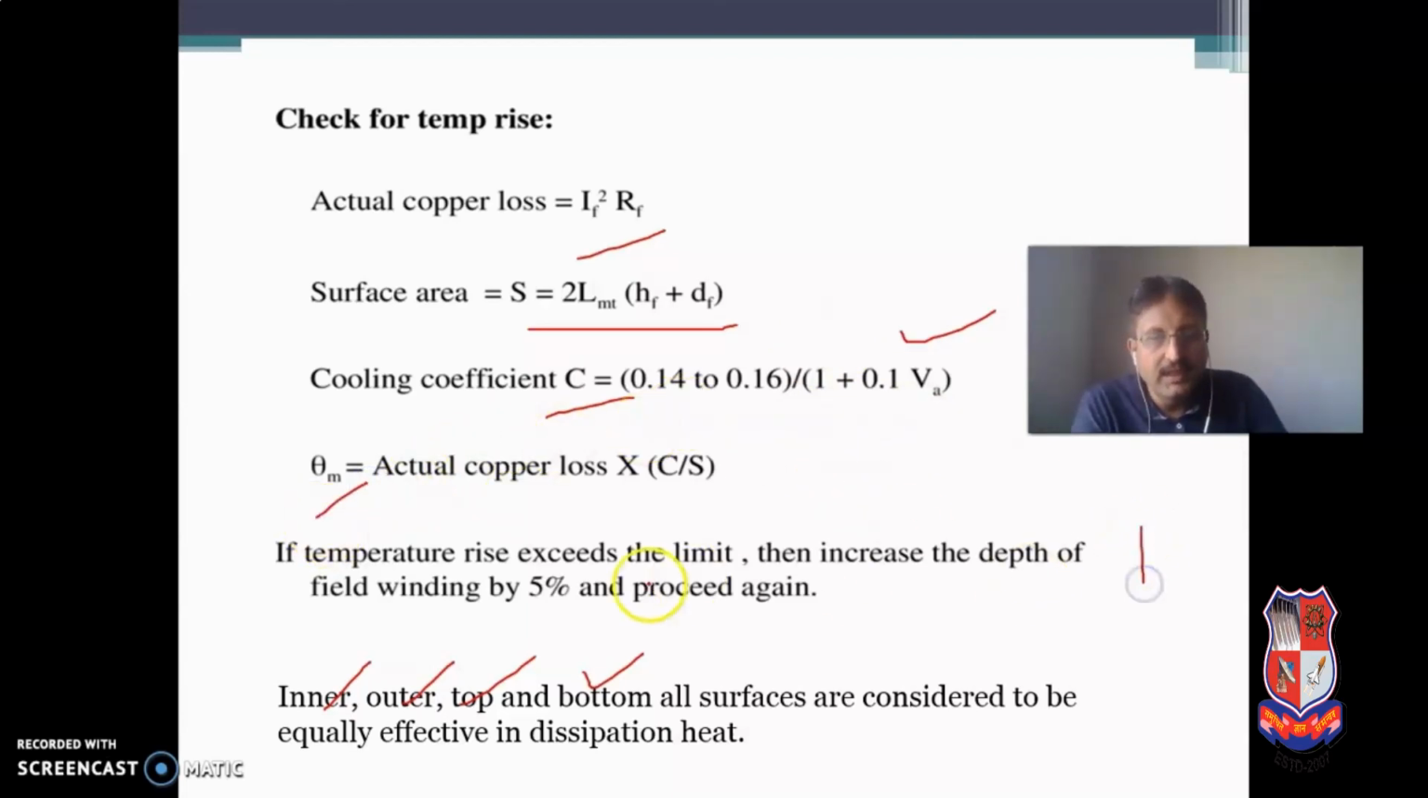If the temperature rise is within the limit, then there is no issue. But if it is more than the limit, now what is the limit of temperature rise? It depends upon the insulating material you used, which class you used. That will decide your temperature rise limit. Class Y, class A, you know the values. If it is within the limit, there is no issue. But if it is outside the limit, then you need to increase the depth of the field winding by 5% and proceed again. So these are the checks which you need to perform. So this completes our overall design of the shunt field winding.